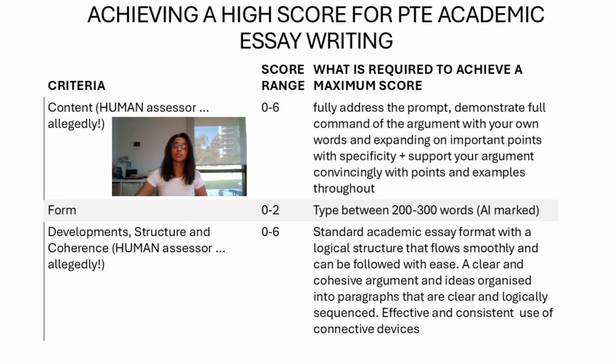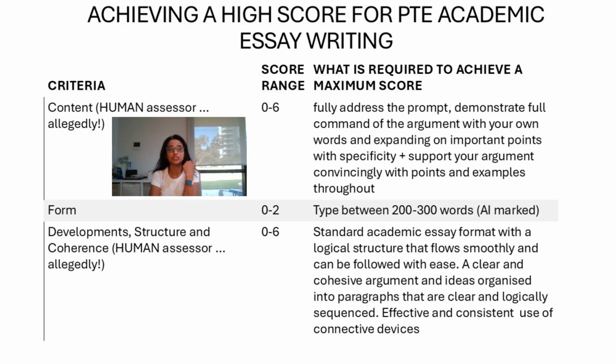So now we're going to talk about what we need to do to achieve a high score for PTE Academic essay writing. Okay, as usual, we're going to go through the 7 criteria and what I believe is required. Of course, my source is the test taker's guide. Okay, it's straight from the test taker guide. It's also from the score guide. So first thing we're going to cover is content, which allegedly has a human assessor. I don't believe it, but here's where we're at.